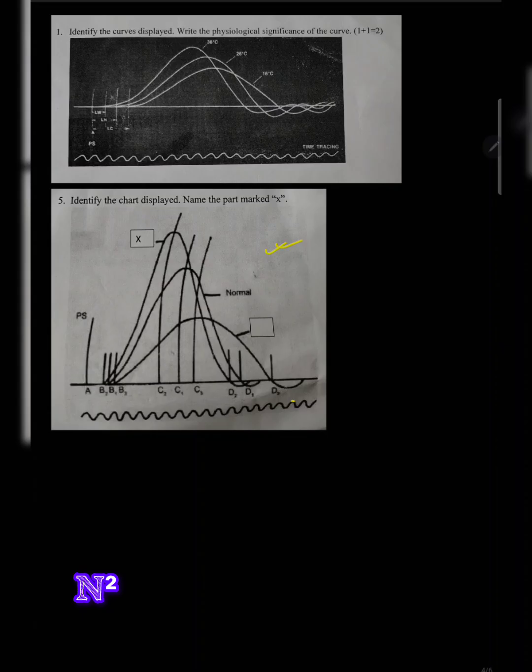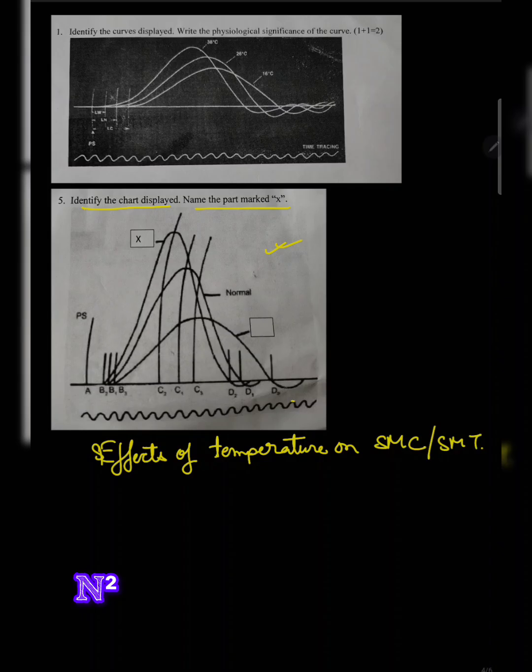So identify the chart displayed, name the part marked X. This is a chart which is showing you the variation effects of temperature on simple muscle curve or simple muscle twitch.